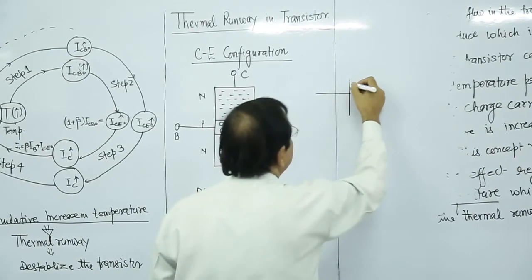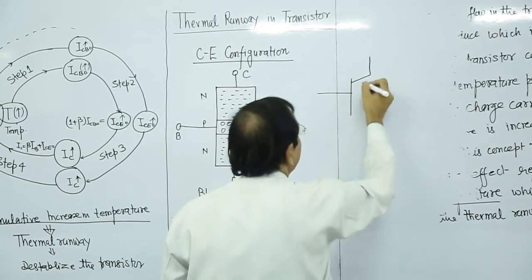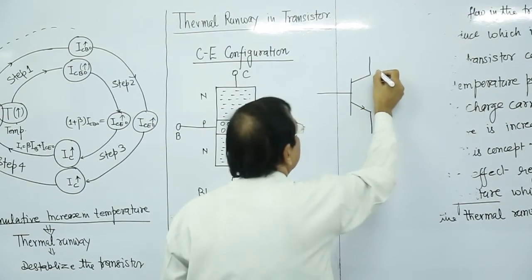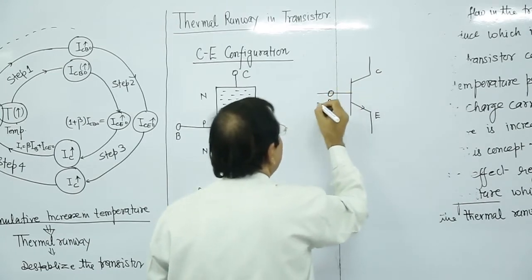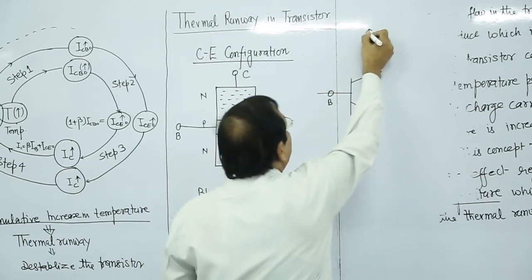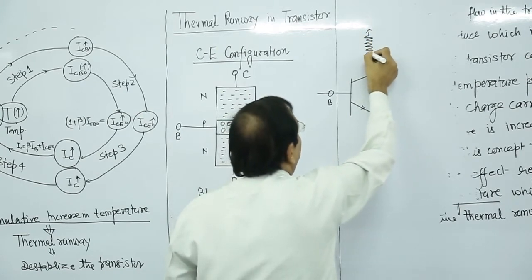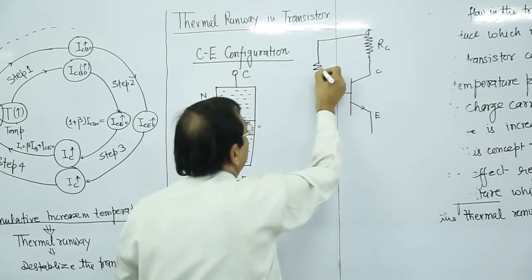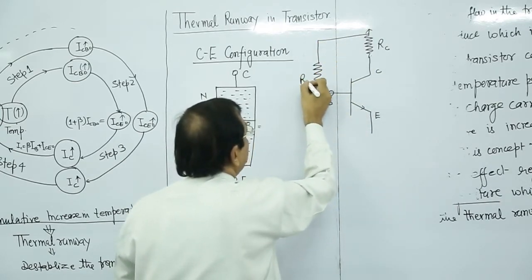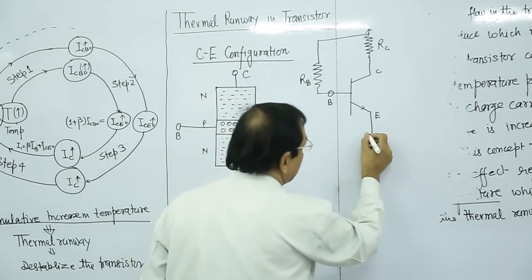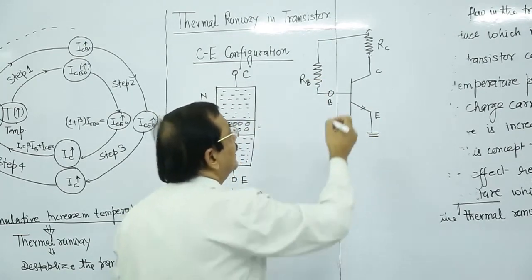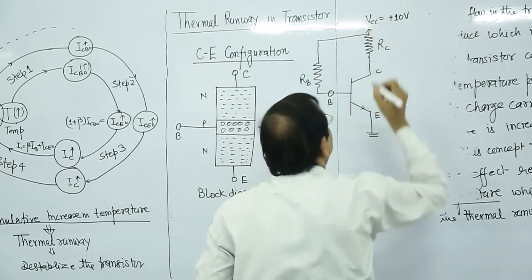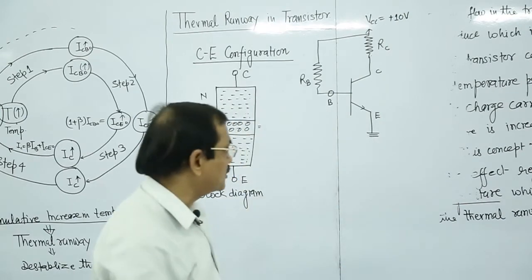Suppose this is a transistor. Here it is the collector and this one is the emitter, and this is the base. Now we supply, this is RC, and here it is resistance RB, and this is grounded. And here it is VCC, say 10 volt. VCC is the 10 volt we have to supply.